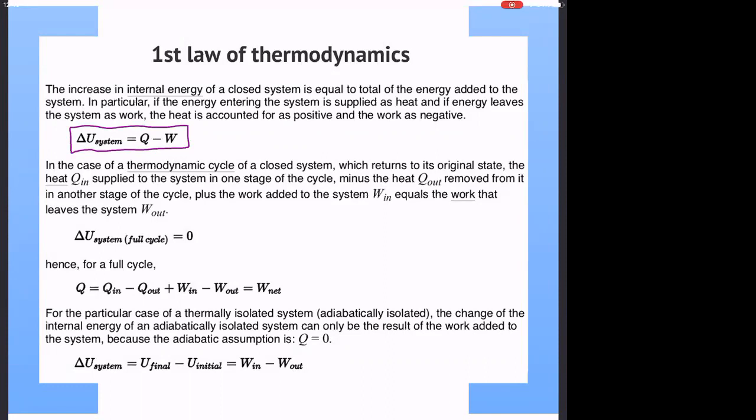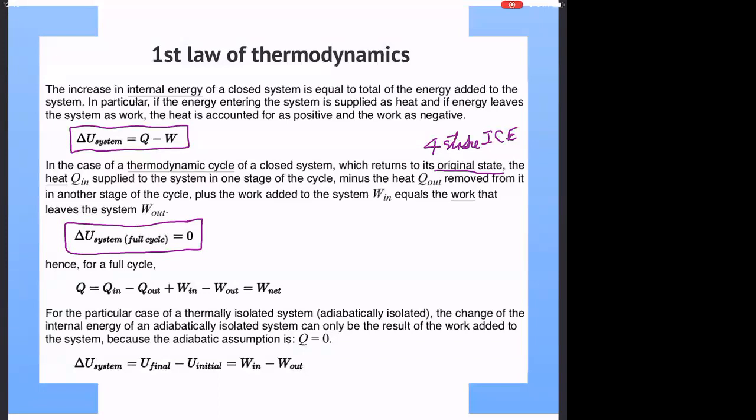Okay, that's fine. In the case of a thermodynamic cycle of a closed system, which returns to its original state, we'll see. If you recall, in the 4-stroke internal combustion engine, we saw it was a cycle, right? It went through 4 stages and comes back to the original state and keeps going. The heat Q in supplied to the system in one stage of the cycle, minus the heat Q out removed from it in another stage of the cycle, plus the work added to the system W in, equals the work that leaves the system W out. Or if you have a closed system, the change over the full cycle is 0, because if it starts off at one state, at the end of the cycle it reaches the exact same state. That means it has no change in internal energy.